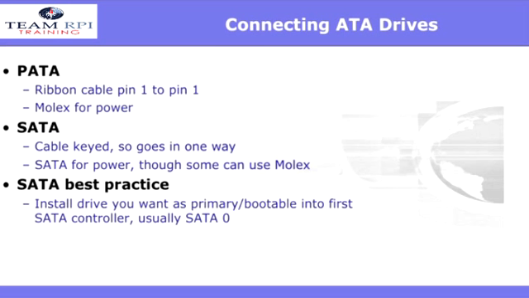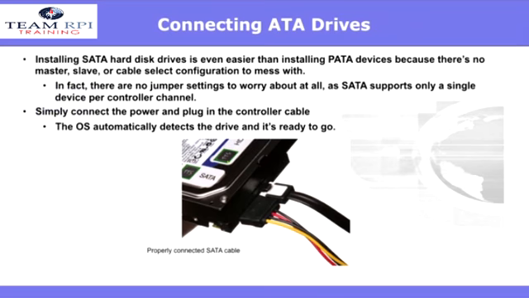And then connect it. If you're using a PATA hard drive, you're going to need a ribbon cable, pin 1 to pin 1, and a Molex connector for power. If you've chosen a SATA drive, the SATA cable itself is keyed, so it only goes in one way. Here's a picture of a SATA connector, and you see a separate Molex for power.